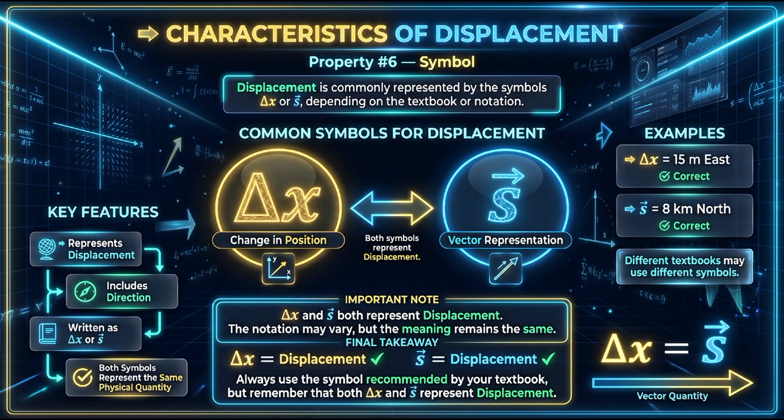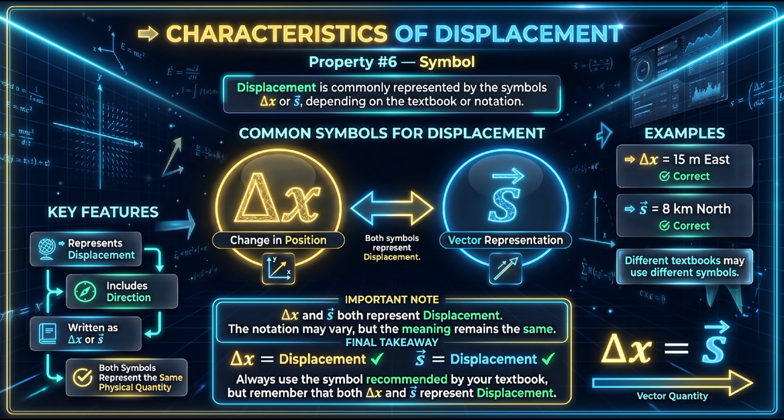Another important characteristic of displacement is the symbol used to represent it in physics. Scientists use symbols to write equations and solve problems more easily. Displacement is commonly represented by the symbol Δx, pronounced delta x. In many textbooks, especially those dealing with motion along a straight line, Δx is used because it means change in position. The Greek letter Δ means change in, and x represents the position along the x-axis. Therefore, Δx literally means change in position, which is exactly what displacement measures.